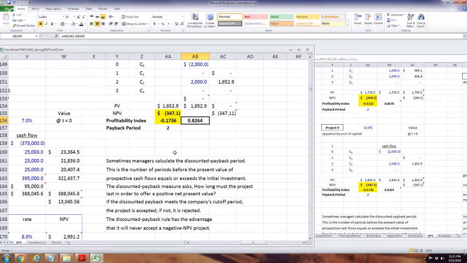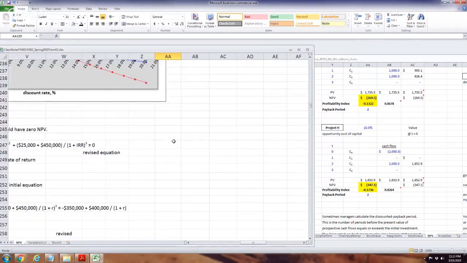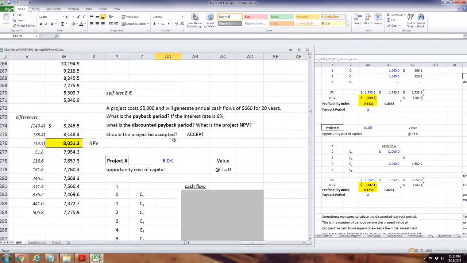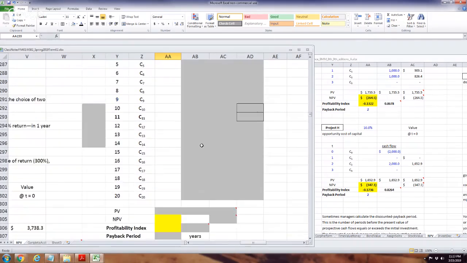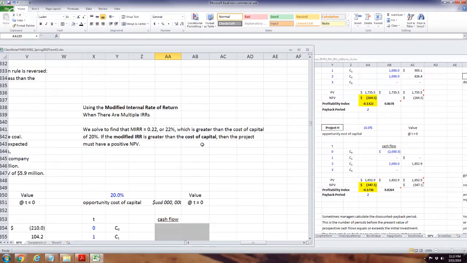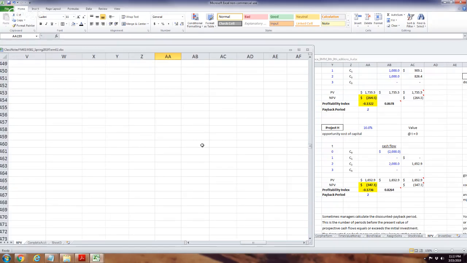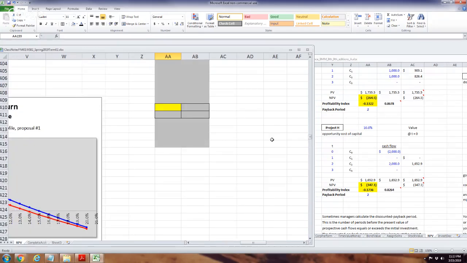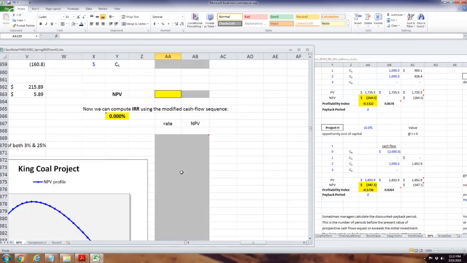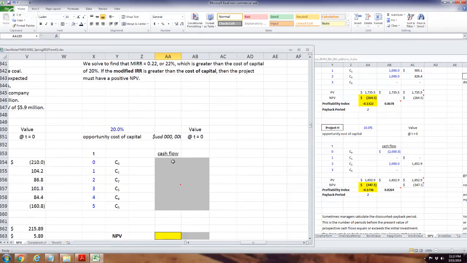So we did profitability index, we did payback period. This one is a self-test, and we're going to go through that. And then in the same column, you have the modified rate of return, which is really an appendix topic, so we may not really hit that. We'll get back to this after we've had a little bit more practice. These are tough ones.